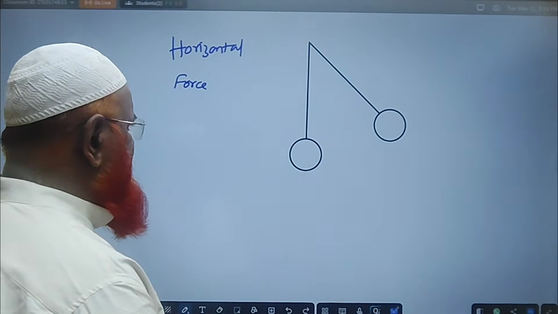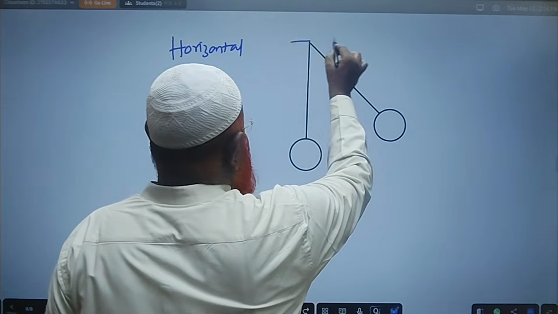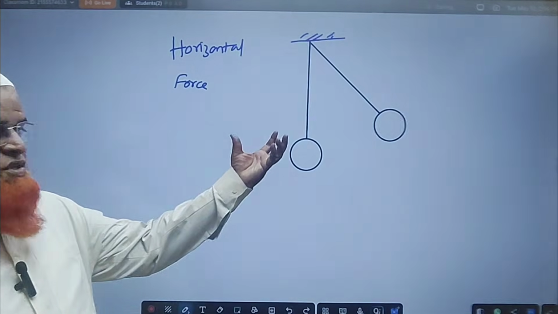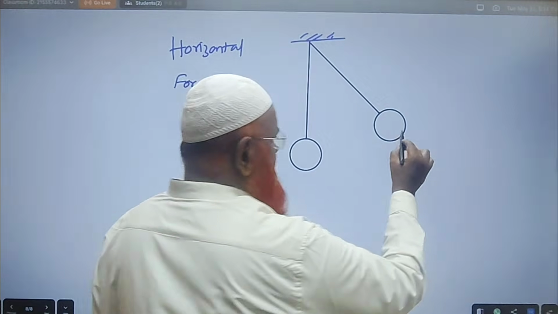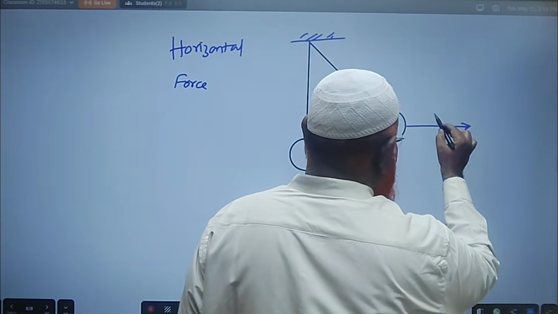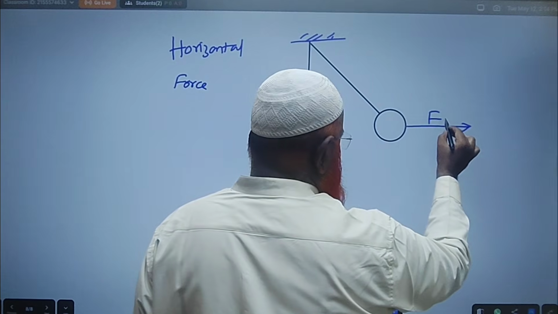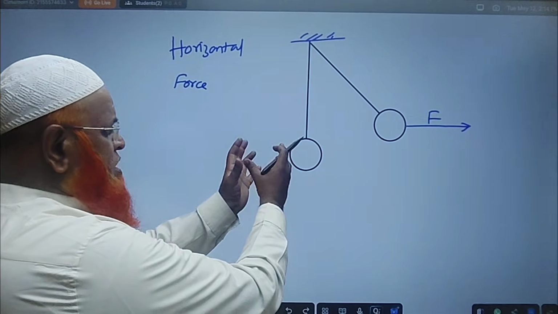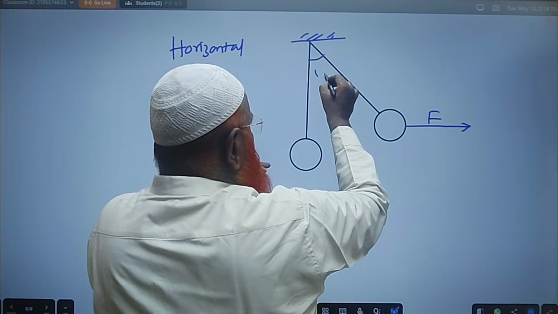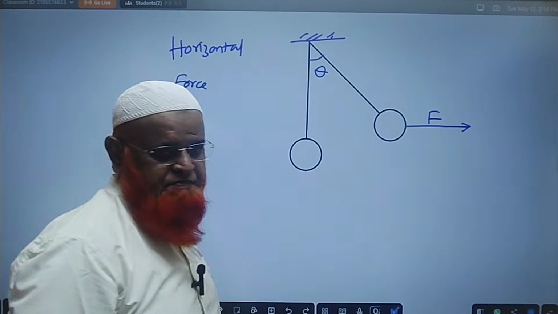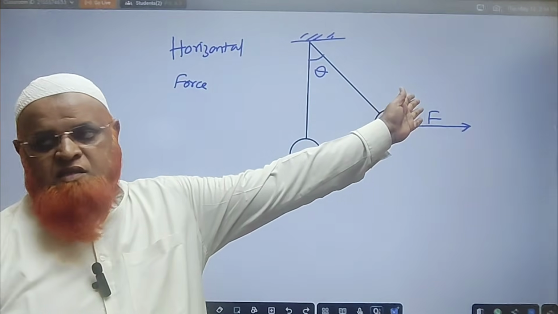Okay, so to understand the horizontal force, let us imagine that this is a pendulum hanging downwards. And what did I do? I applied a horizontal force in this direction, which is F here. When the pendulum is pulled horizontally, it will rise to a certain angle theta, like this.